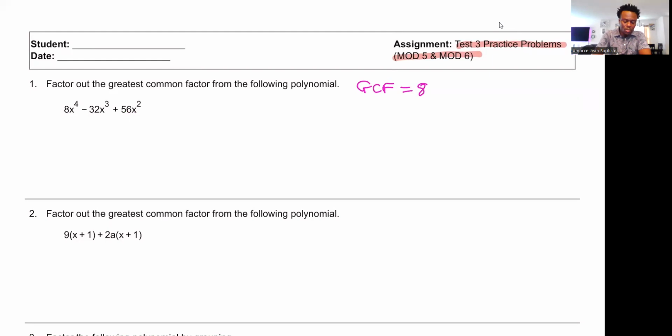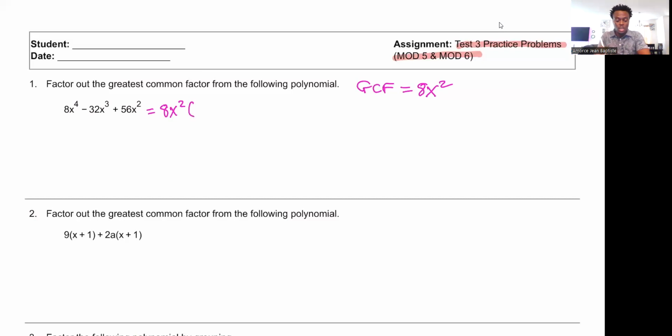And then we take it with the variables, in this case, just one variable, which is x, with the least exponent. Least exponent here, 4, 3, and 2. The least exponent of all three will be 2. So x to the second power will be the variable with the exponent 2 for the GCF.